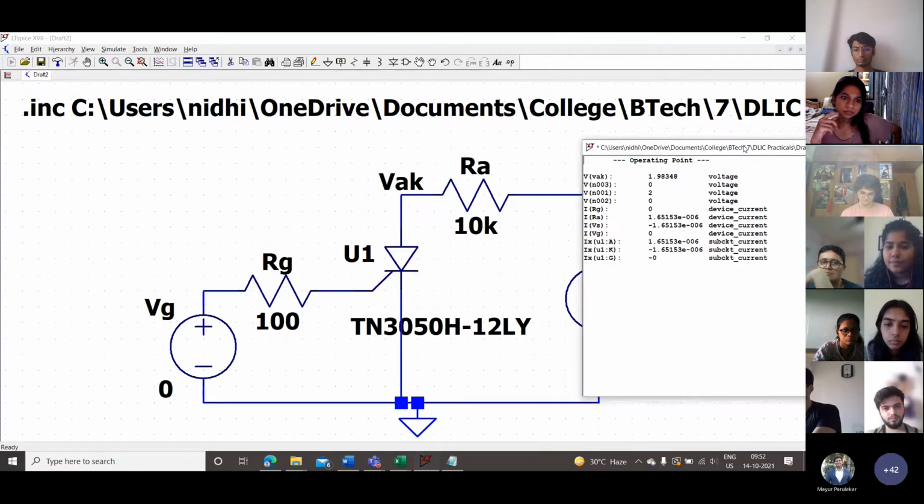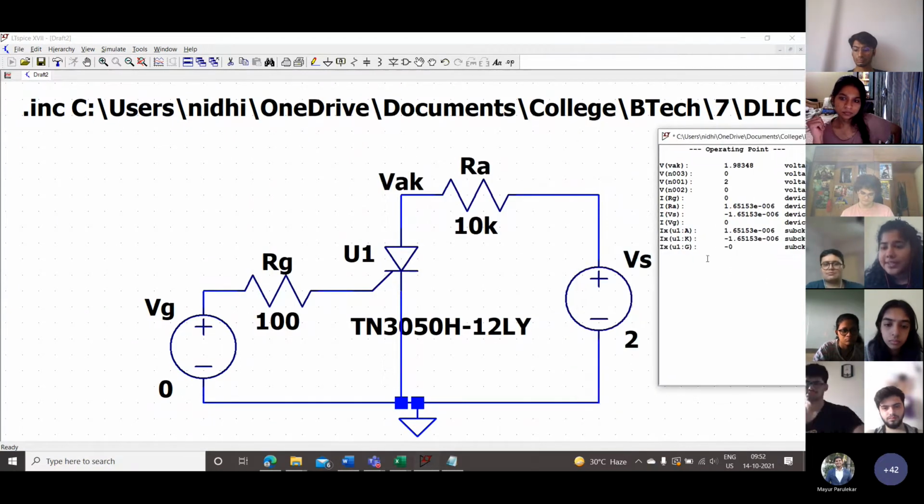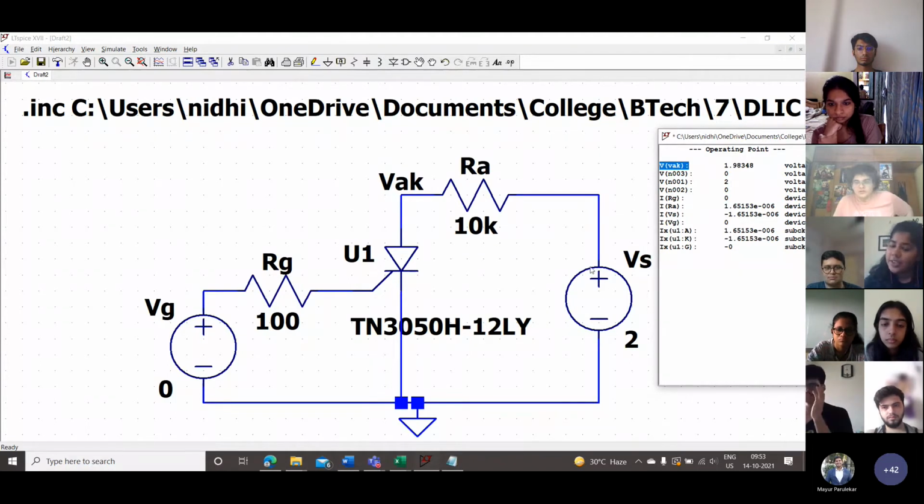Okay. As you can see on the side of my screen here, it's listing out all of the voltage values and the current values in the circuit. The first value that you can see is my VAK, which is the voltage at this VAK terminal. And that is 1.983 volts. Now, why are we getting 1.983 volts? There's a simple reason for this. 1.983 is very close to our input value that we're giving as a source, which is 2 volts.